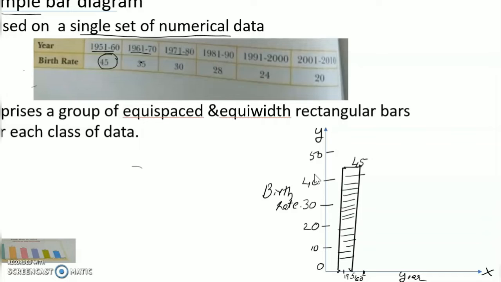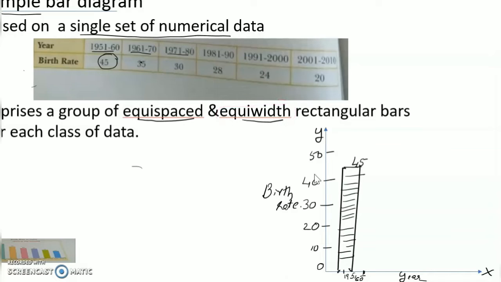The most important thing we have to keep in mind is this space. The space from 0 to the first bar and the distance between the first bar and second bar should be the same. It comprises a group of equally spaced bars, and the other thing is the width of these bars. All the bars should be of the same width. It should be equally spaced and equal width rectangular bars.